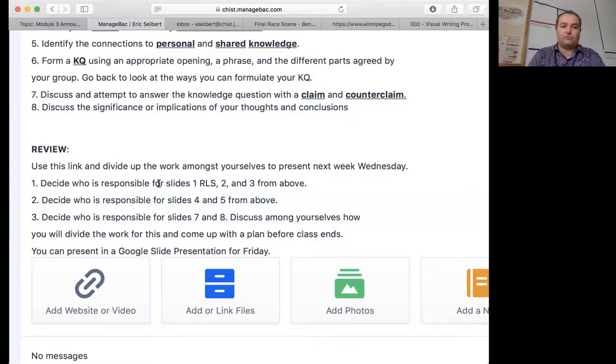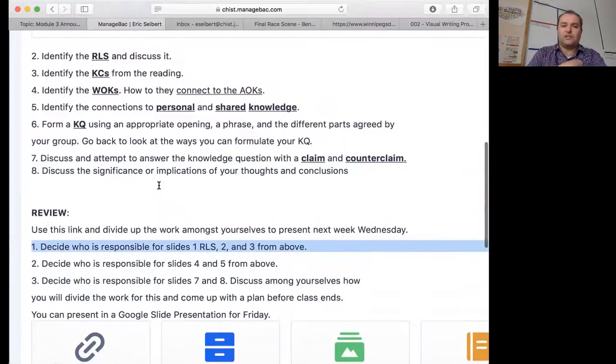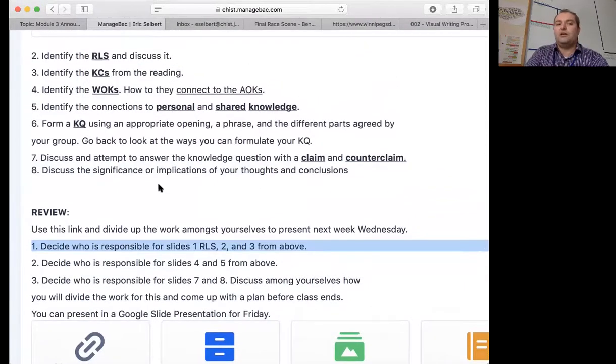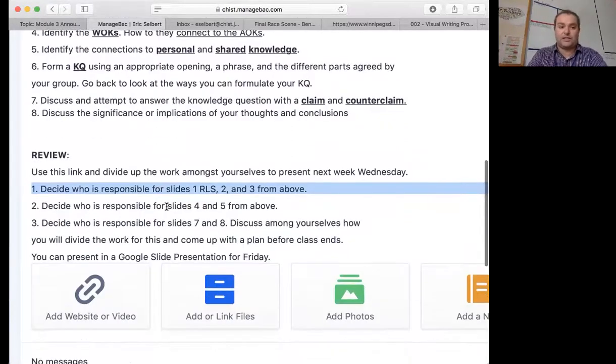So I have here for the first part, whoever is responsible for number 1, they're going to be doing the RLS and 2 and 3 from above. For 2 and 3 from above, they're going to have to explain the RLS, and they're going to have to do the knowledge claims. So that's how I broke that task up.